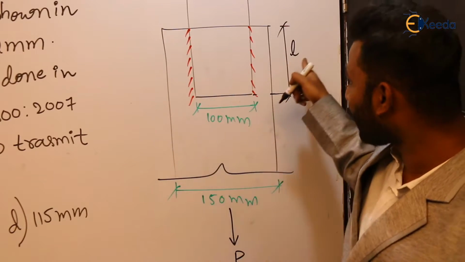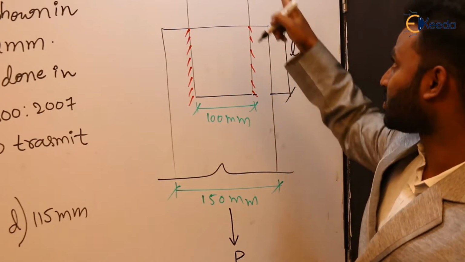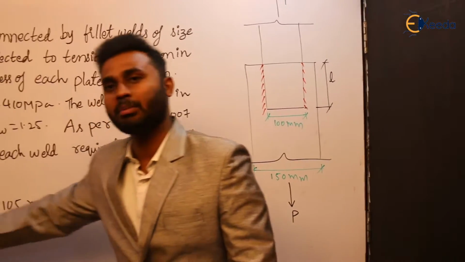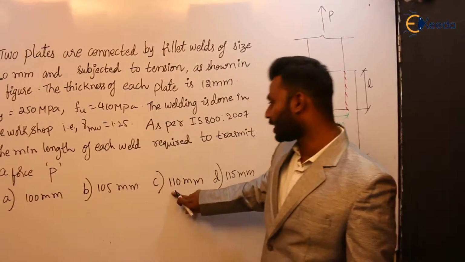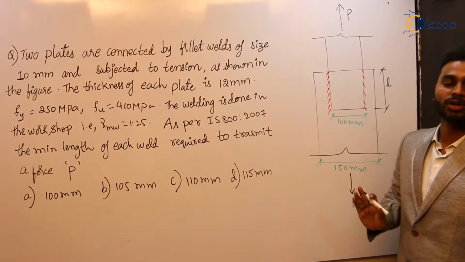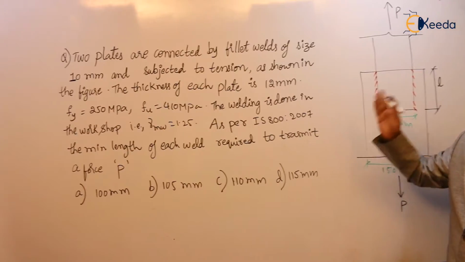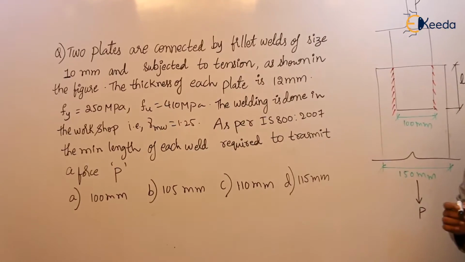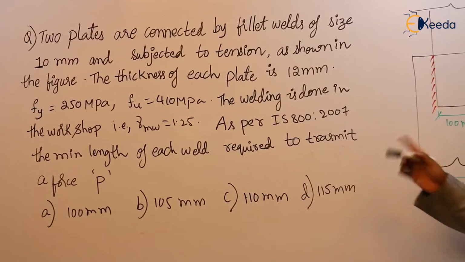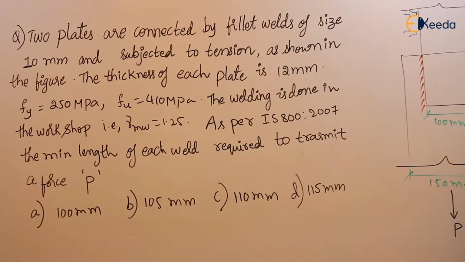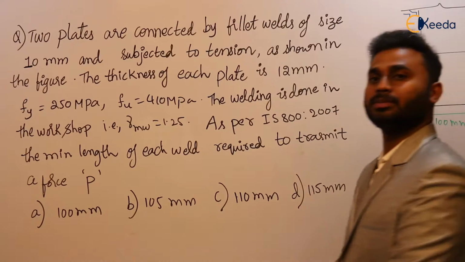Now we are asked to find L, to transmit that load P. That is the question and options are given. Option A 100 mm, B 105 mm, C 110 mm, D 115 mm. So this is the question. Once read the question and think how to solve it, how to find the value of length.